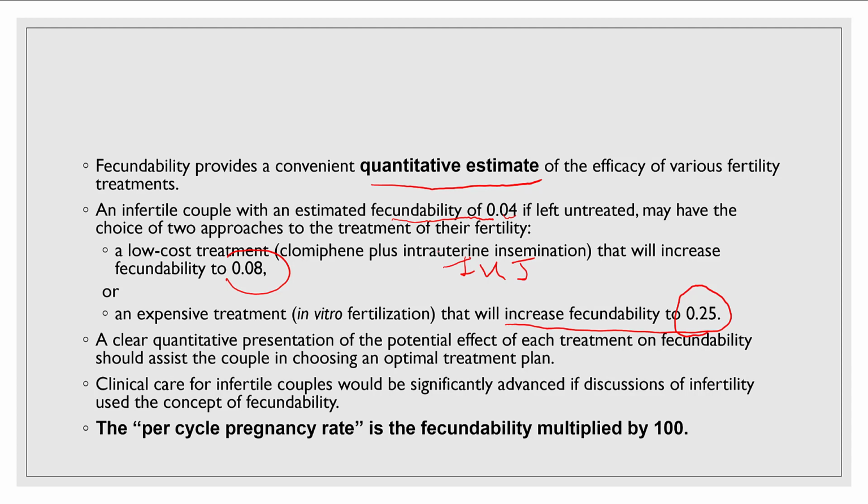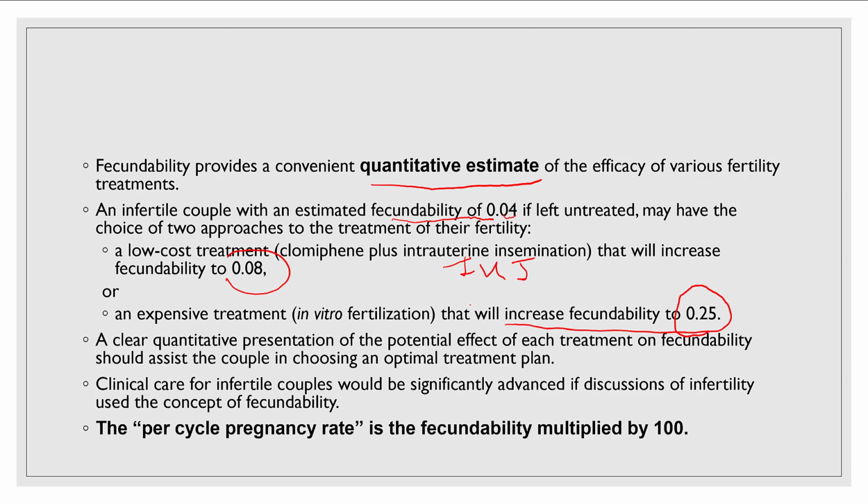So you can give the choice. You have a 0.04 chance of getting a pregnancy in one cycle. If we do this treatment, it can be doubled to 0.08, or it can be tripled by IVF.